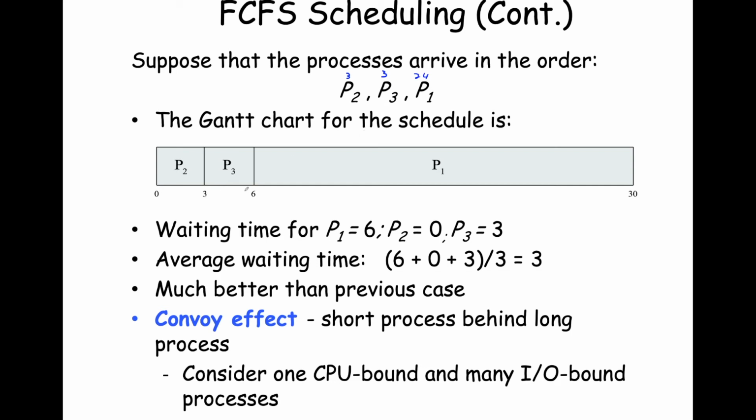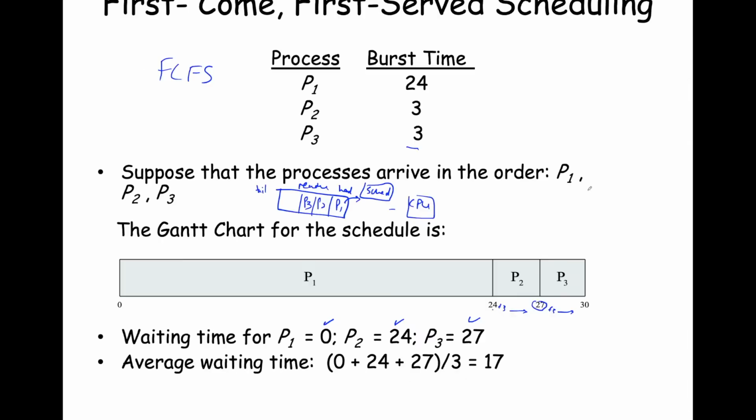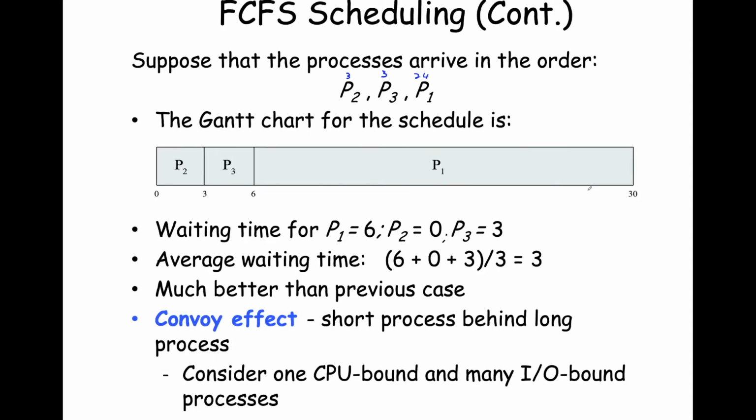So it runs for 3 milliseconds, so it ends at 6. And then at 6 milliseconds, P1 executes, it's third, and runs for 24 milliseconds. It's over at 30 milliseconds. And so here, just like before, all three processes have finished executing at 30 milliseconds, but we just have changed the order in which they have arrived in the ready queue, but we're still using first come, first served scheduling.